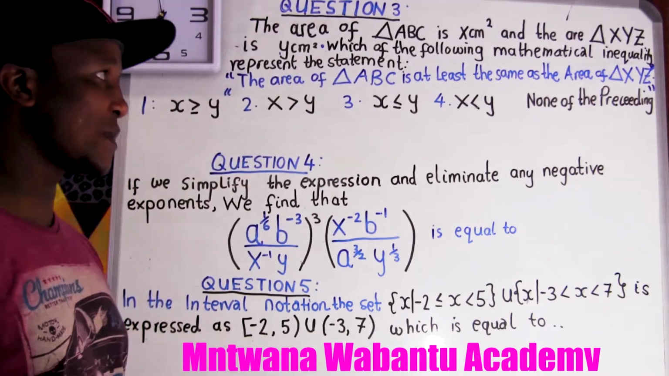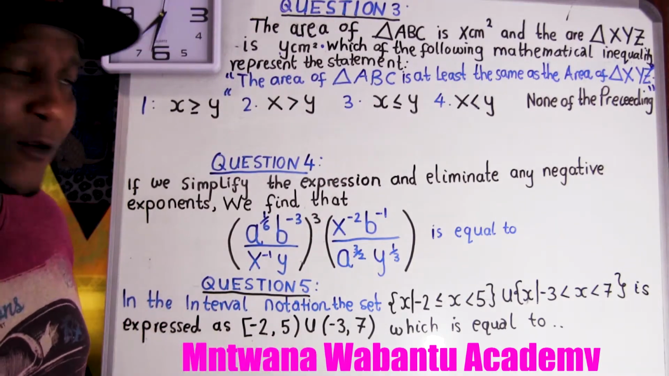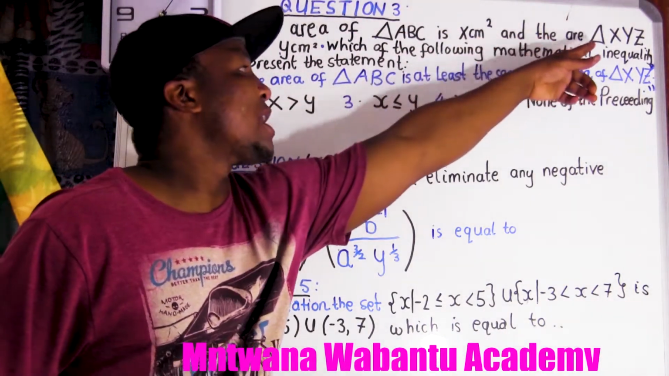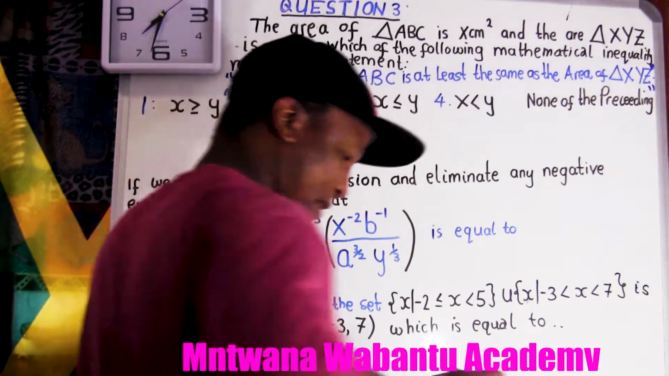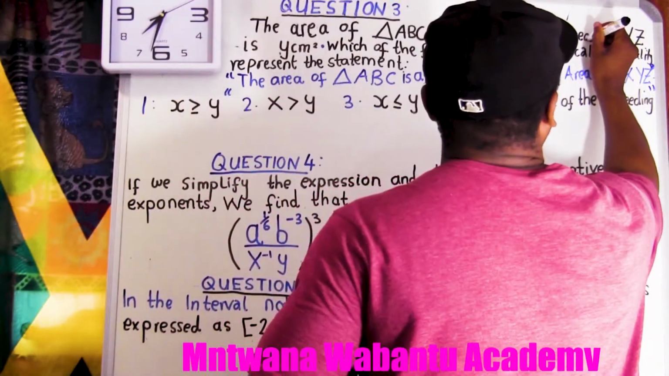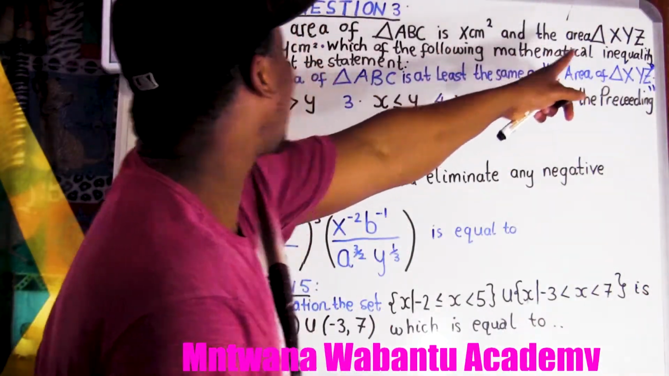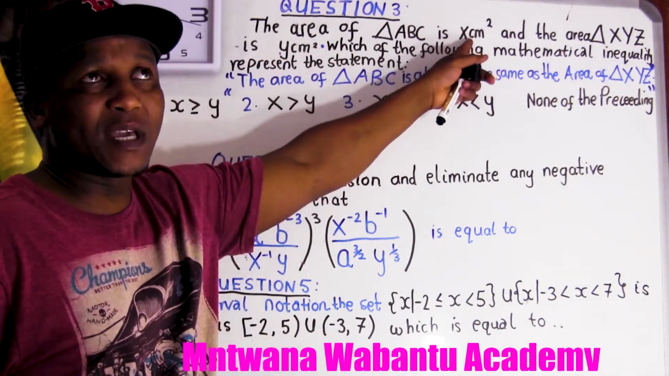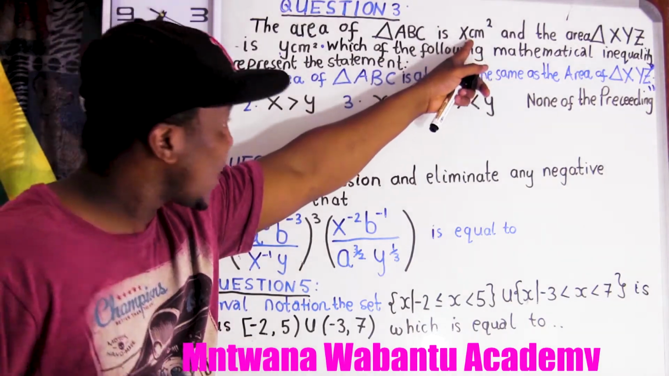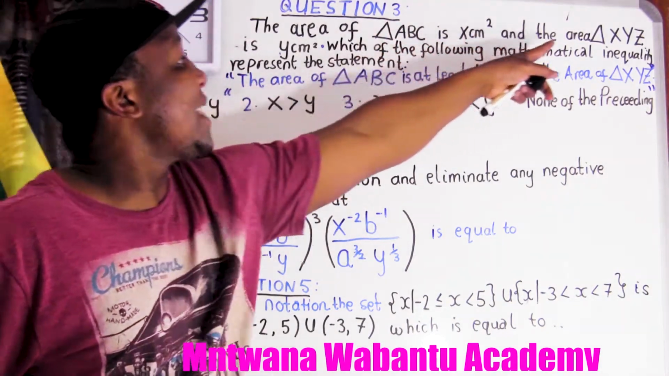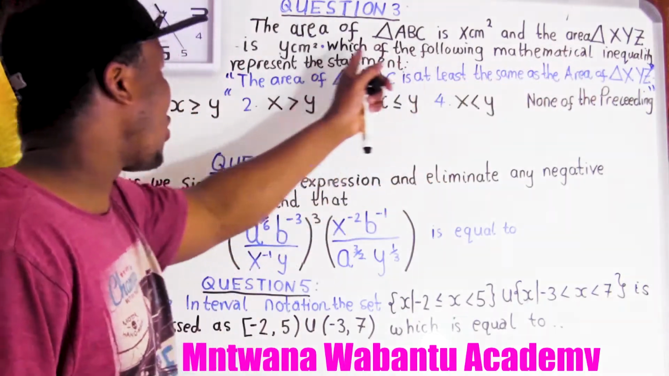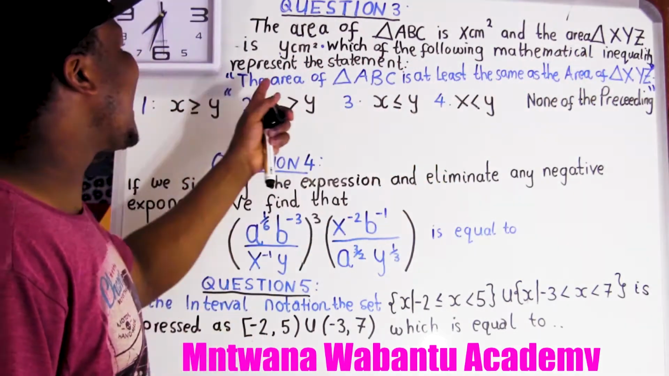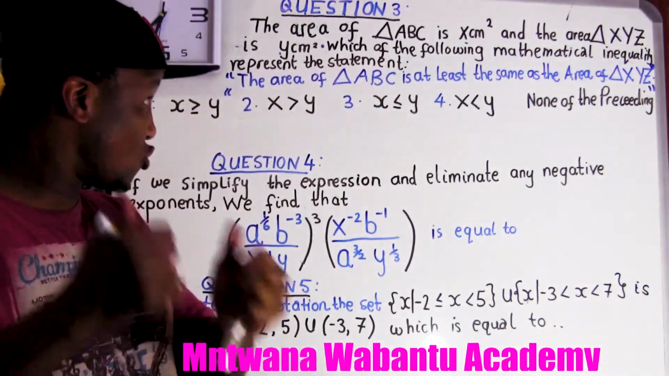Before I get started, let me show you something quick. I can read for you here. They say the area of triangle ABC is x centimeter square, and the area of triangle XYZ is y centimeter square. This is the area, so we don't know it. It could be 10 centimeters square, 20 centimeters square, so we don't know. Even for the other area, triangle XYZ, we don't know the area. But now, which of the following inequality statements represents the statement which is true?